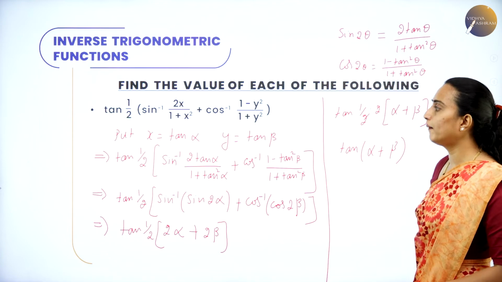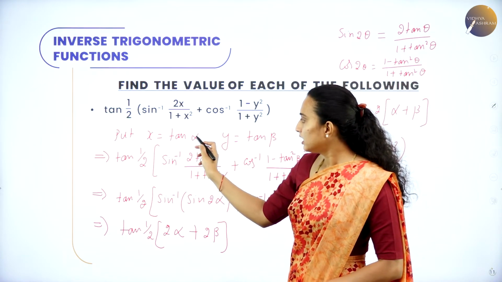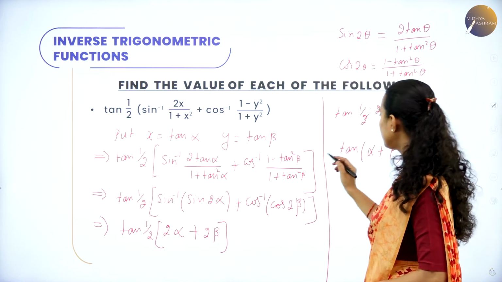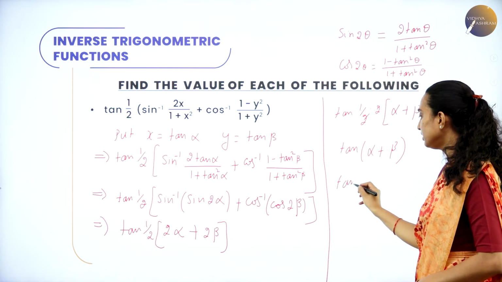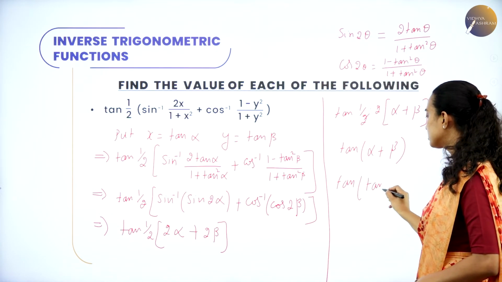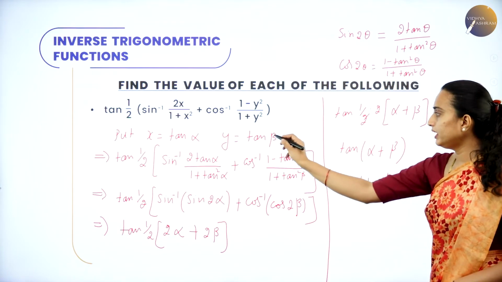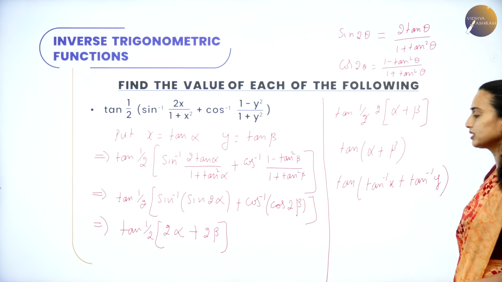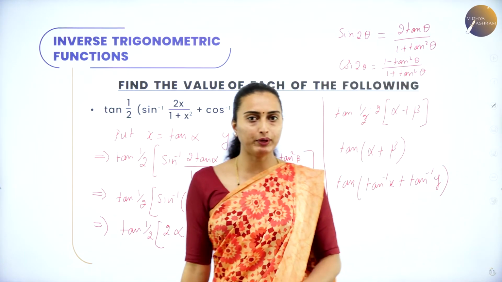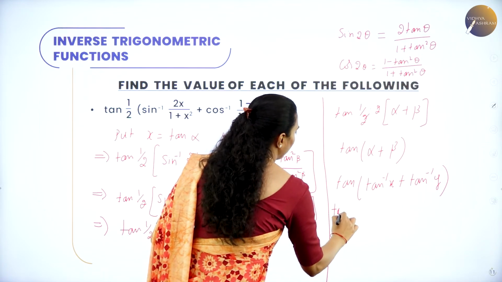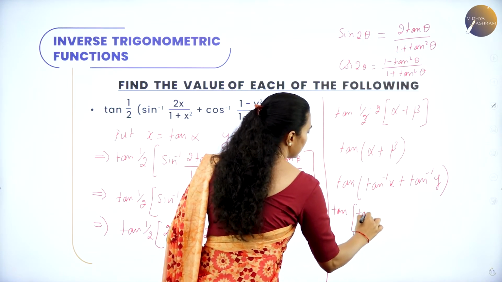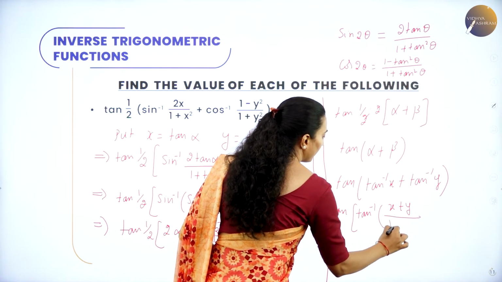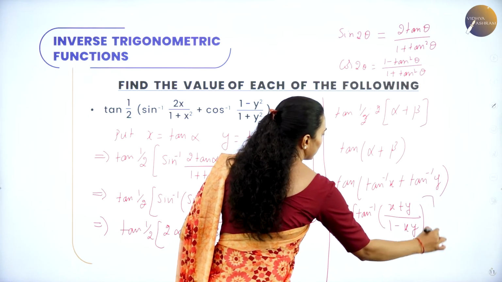Now, what is alpha plus beta? What is alpha? Alpha is tan inverse x, correct? And beta is tan inverse y. So therefore substituting, tan inverse x plus tan inverse y. You know, dear students, what is tan inverse x plus tan inverse y? We have done this property, correct? That is tan inverse of x plus y divided by 1 minus x into y. This is a property.